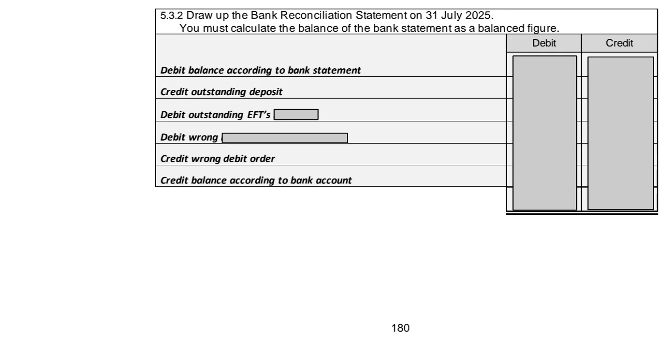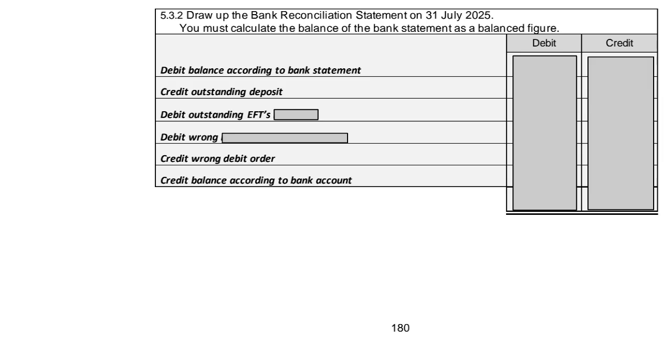5.3.2, draw up the bank reconciliation statement on 31 July 2025. You must calculate the balance of the bank statement as the balancing figure. So again, remember, familiarize yourself with your format. You'll have your balance according to your bank statement, any outstanding deposits that you're going to credit, any outstanding EFTs that you need to debit, and then any errors, maybe a debit incorrect credit or a credit incorrect debit, and then your balance according to the bank account. So the balance according to our bank statement is going to be our balancing figure.